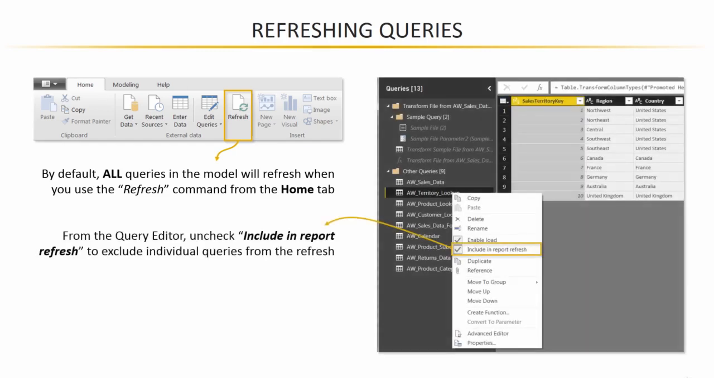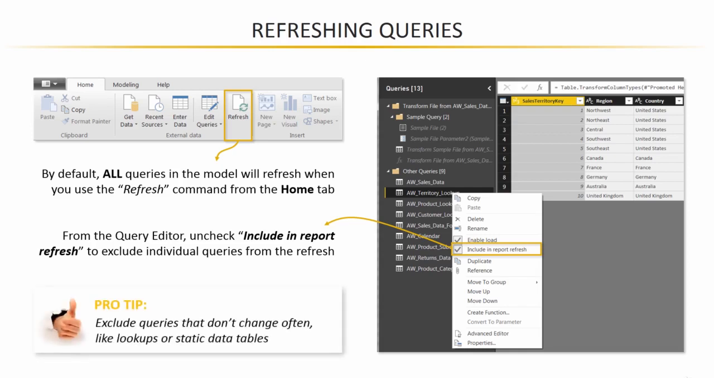But you can customize these refresh options. So within the query editor, in that queries pane, you can actually right-click any one of your individual connections or tables, and you can simply deselect or uncheck that box that says Include in Report Refresh. And as you might expect, that prevents that file from refreshing whenever you hit that refresh command from the Home tab. So, helpful pro tip here, what you can do is exclude all of your queries that don't change often or don't change at all, like your lookup tables or any static data tables that you might have.